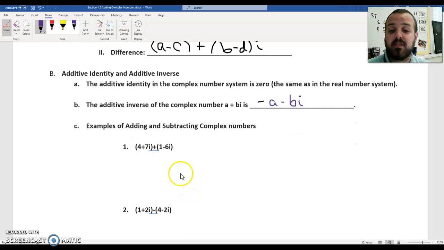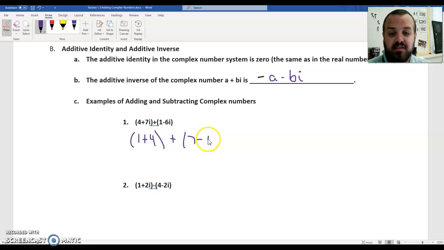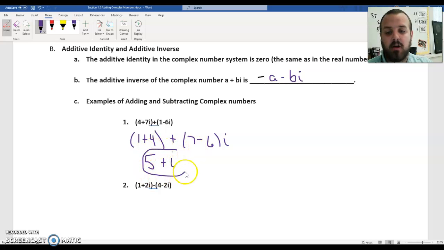So let's take a look at what this looks like, adding and subtracting complex numbers. Down here, I see 4 plus 7i plus 1 minus 6i. Those are my two numbers. And again, I'm just going to add these individually. So I'm going to be doing 1 plus 4, and then I'm going to be doing 7 minus 6 to get the i terms. Again, very similar, just combining like terms. If you think of i like a variable, even though we know it's the square root of negative 1, you'll figure out how to do this. So 1 plus 4 is 5, 7 minus 6 is 1, so we'll get 5 plus i as our answer.